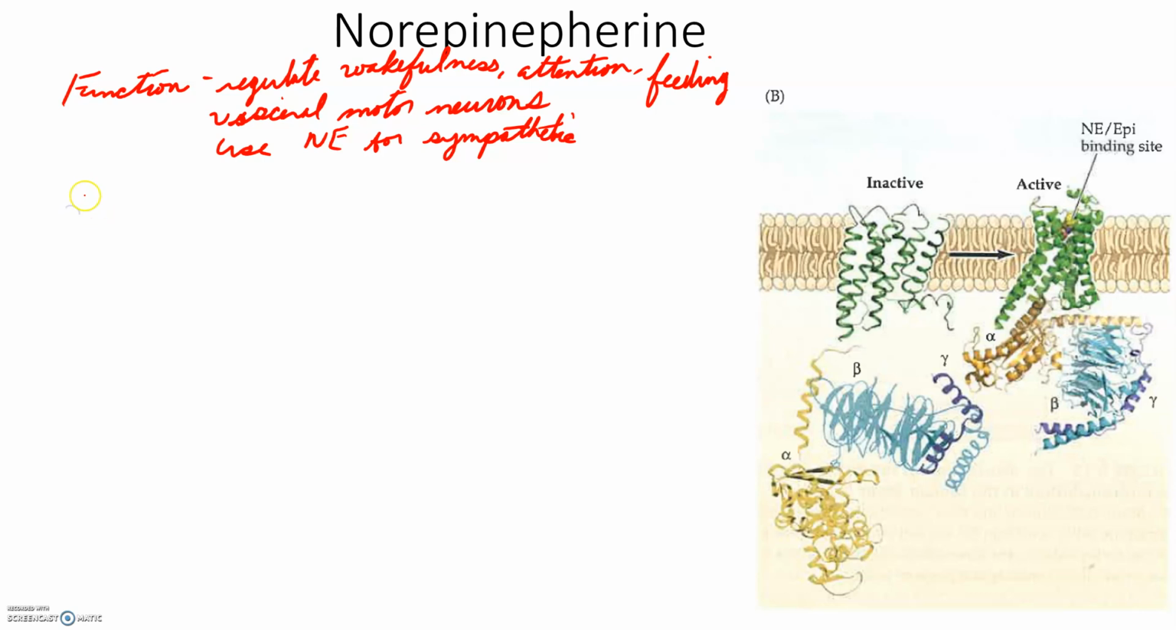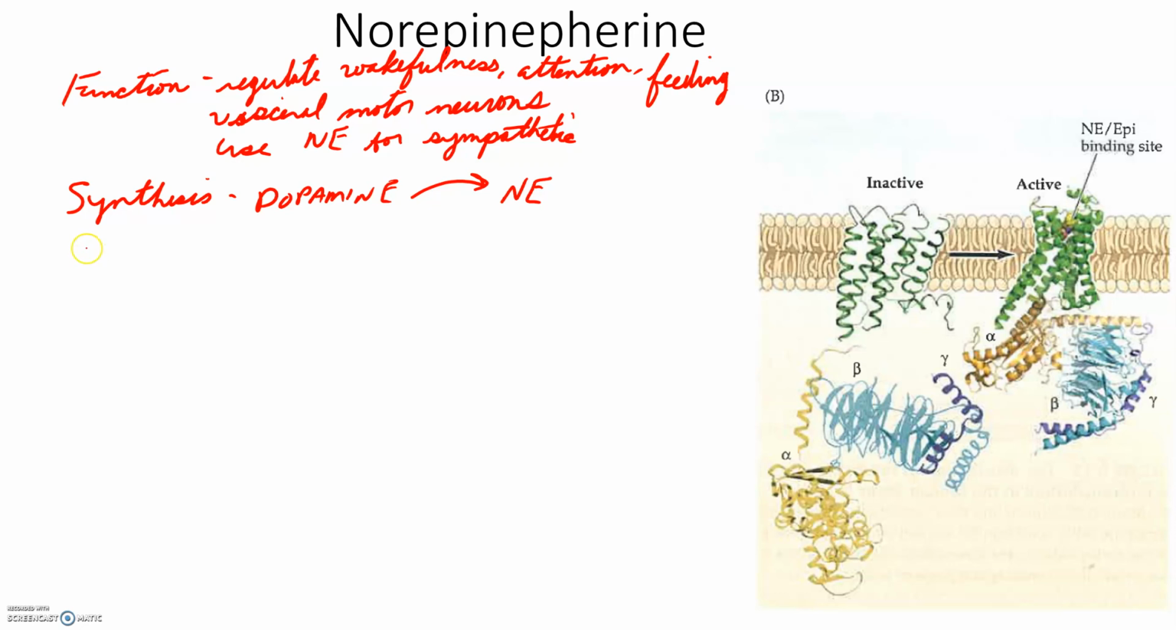How about synthesis? Well, thankfully, it's just one more enzymatic reaction from dopamine to get to norepinephrine. One step. Because they look so similar and it's only one simple reaction, it can use many of the same molecular players as dopamine does.